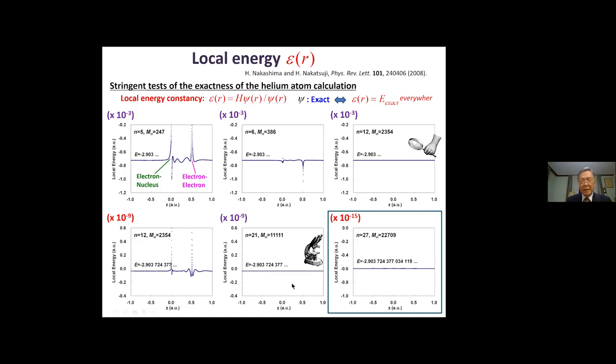Suppose that we are doing a sampling method. Here, the fluctuation is large. Epsilon r may be very different from sampling point to sampling point, but here, very flat. Here, almost everywhere, epsilon r is the exact energy. In such a way, the sampling method is good for the exact wave function.